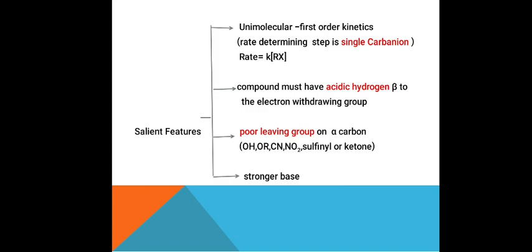What are the salient features of E1cb reaction? It is unimolecular, that is first order kinetics, because the rate determining step depends on the single carbanion. Rate is equal to k[RX]. The compound must have an acidic hydrogen, that is, beta to the electron withdrawing group. There is a poor leaving group on the alpha carbon, and it uses a stronger base.